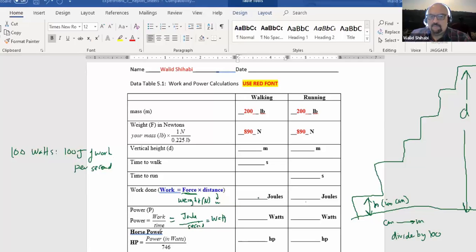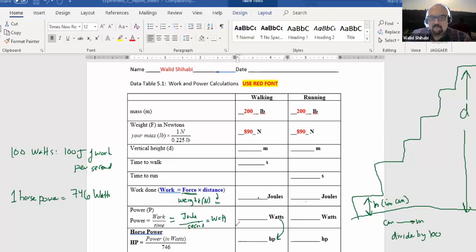Now, horsepower is usually the unit used in most machines. They give you their power in horsepower because watts is a small unit. 1 horsepower is equal to how many watts? 1 horsepower is equal to 746 watts. That's why in order to convert your power from watts to horsepower, you have to divide by 746. And you can see the power will be more for running.